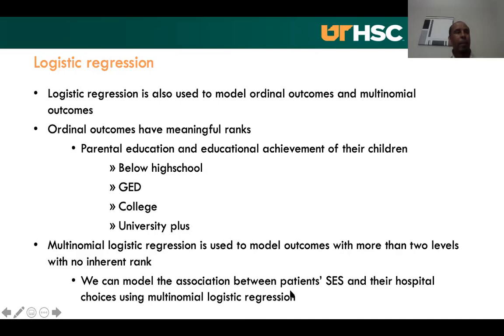A given patient might select one hospital that provides the same service as many other hospitals. The hospital choices are multiple, and so the outcomes are whether they pick one hospital versus the other. We can model this kind of outcome using multinomial logistic regression analysis. These have some inherent features that they share with ordinary logistic regression, but they are different.